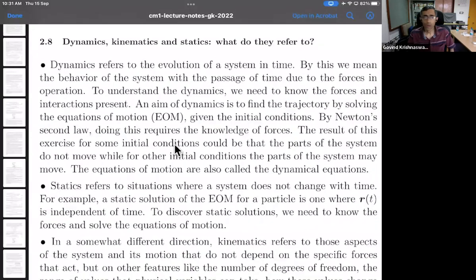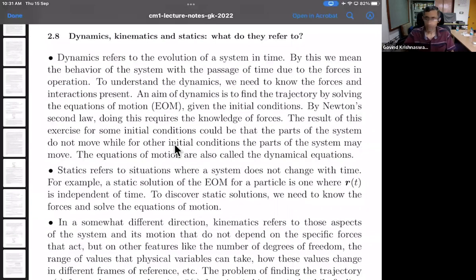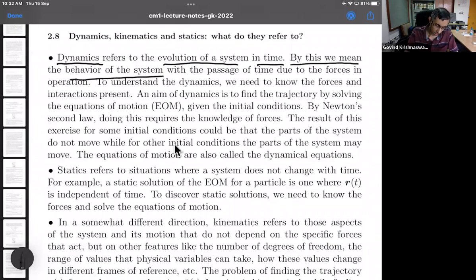Yeah, so last time I had said that I would just make a few remarks about the terms dynamics, kinematics, and statics, and what they mean. So to begin with, dynamics refers to the evolution of a system in time. That is the essential idea. Dynamics doesn't mean something is moving, but it is how the system behaves in time. So by this we mean the behavior of the system with the passage of time due to the forces in operation. So that is important.